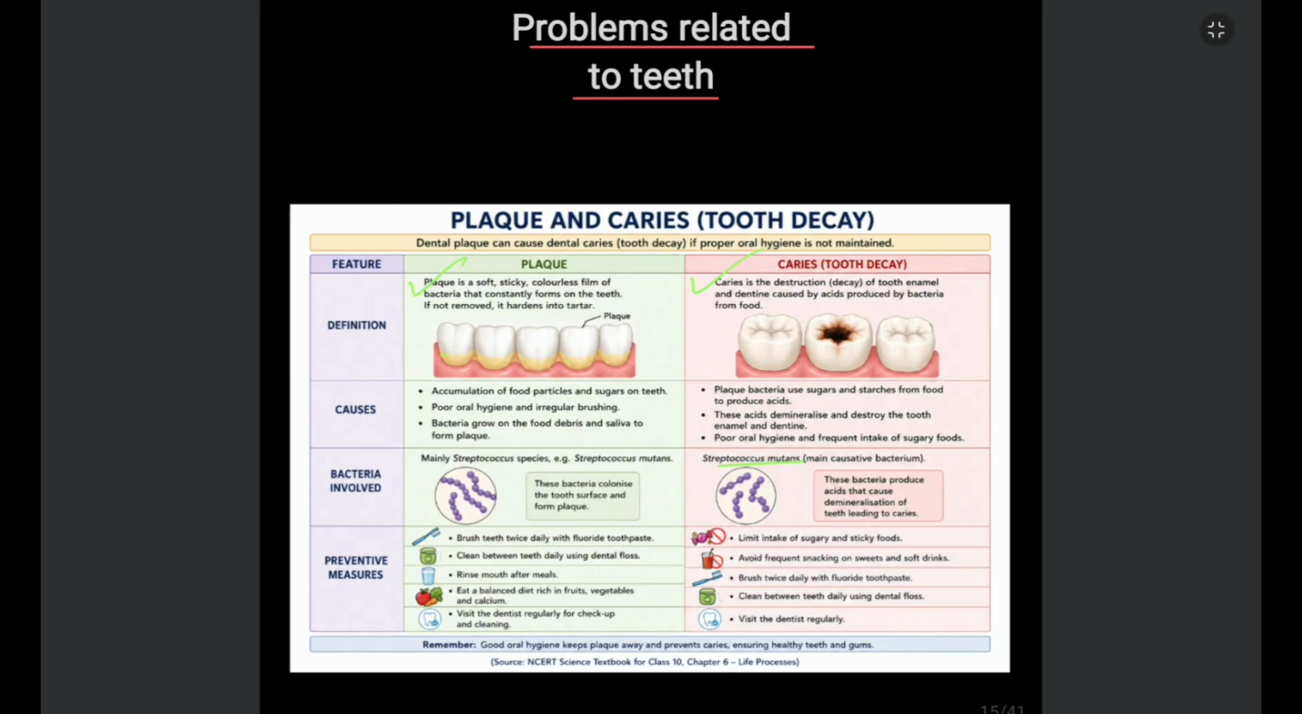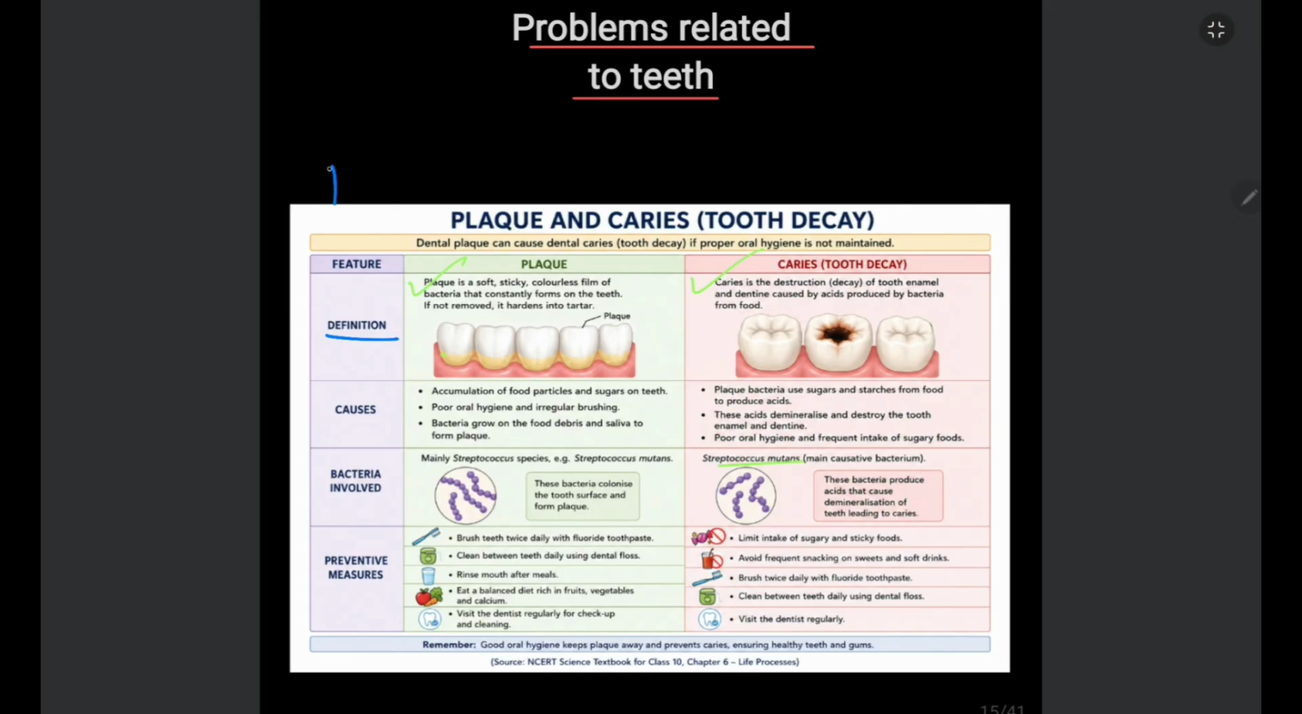The last thing related to the mouth are the problems related to teeth. So we have 2 types of problems here. As you can see, it is plaque and tooth decay. So talking about the definition here, plaque is a soft, sticky, colorless film of bacteria that constantly forms on the teeth. If not removed, it hardens into tartar, or we can also call it calculus.